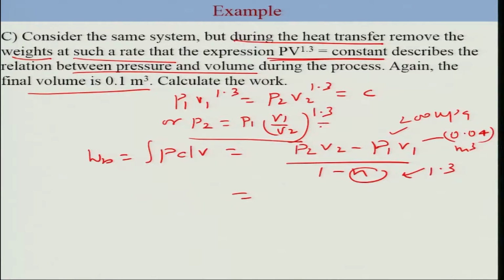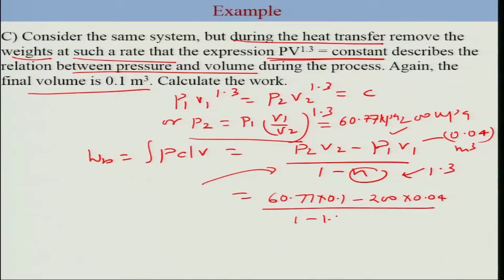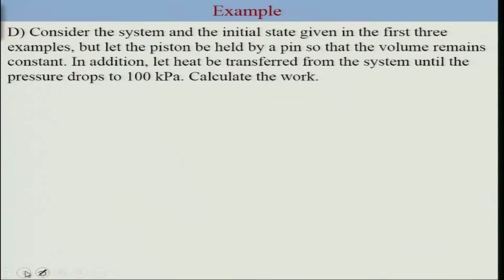So this turns out to be 60.77 kilopascal, and then you plug in these values in this expression. So this comes out to be (60.77 into 0.1 minus 200 into 0.04) by (1 minus 1.3) kilopascal meter cube. The answer is 6.41 kilojoules. So this is the work done during this process having a relation between pressure and volume in this form, a polytropic process. Okay, so let's take a last case for this example.